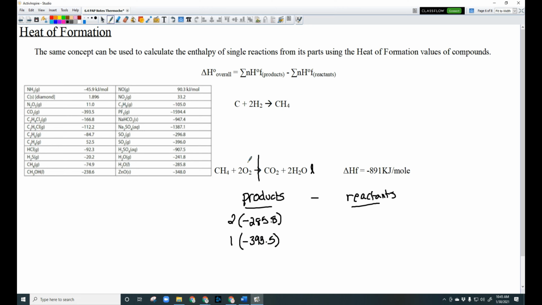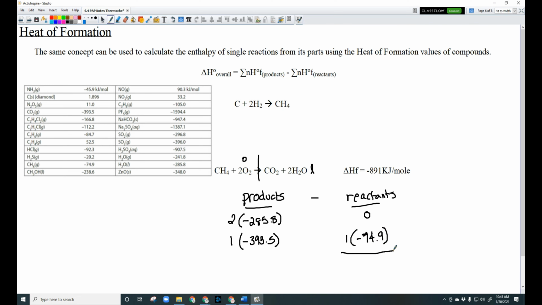Okay, now let's do our reactants. Okay, we have 2O2 here. Well, remember, this is an element, diatomic oxygen, so it's 0. Okay, so we get a 0 there. So I can just put 0 just as a placeholder for that reactant. Now CH4, let's see here, CH4 right here, negative 74.9. Looks like a 1. Negative 74.9 times the number of moles, 1, we have there.